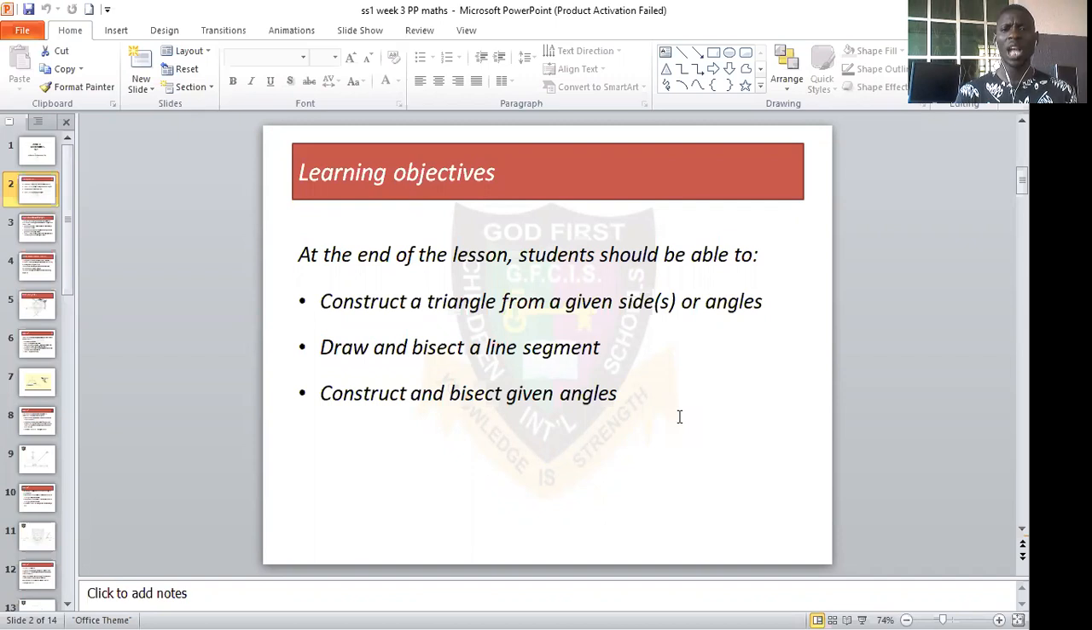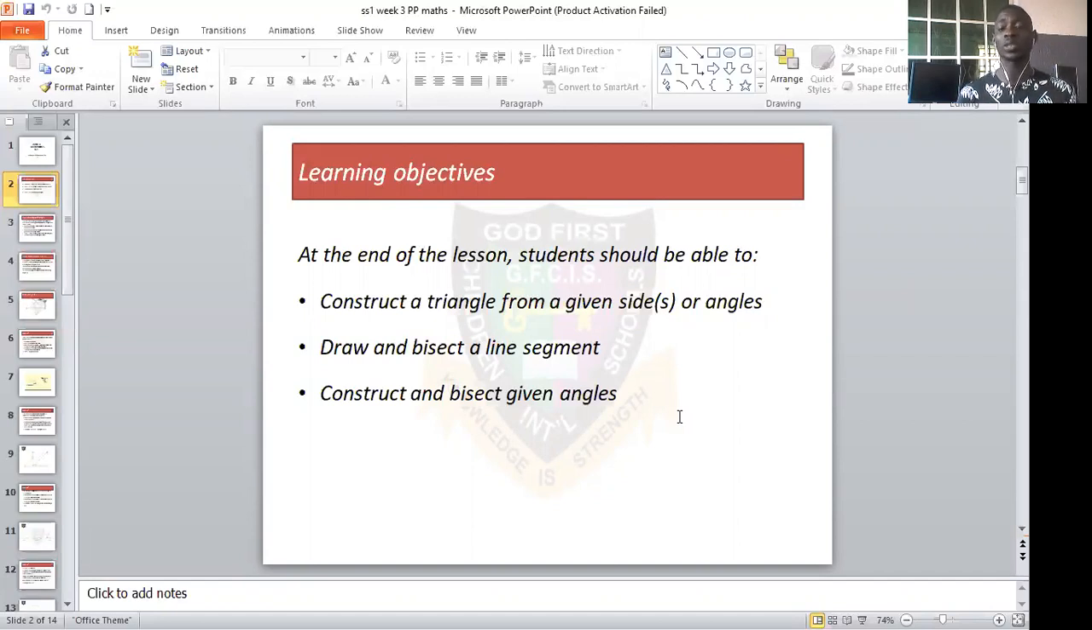So how do you construct a triangle? It's not about drawing, you construct it. There are ways by which you can construct a triangle. Probably you are given the 3 sides, or you are given angles and a side. So how do you construct it? I'll take you through the procedures, and you should be able to draw and bisect a line segment.